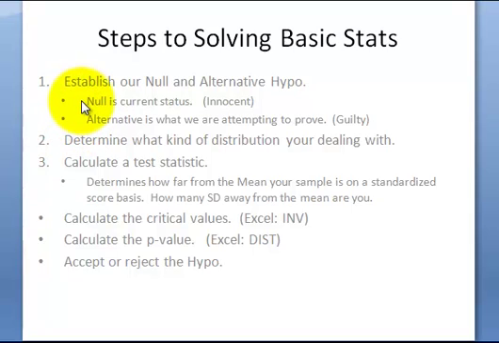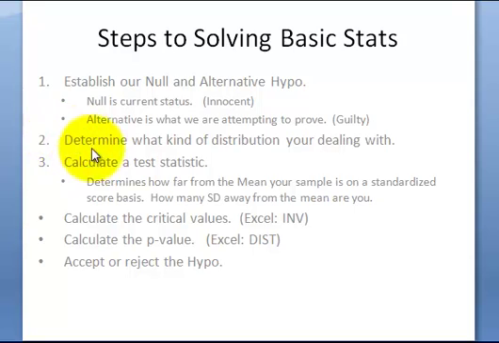The null hypothesis is kind of you're assumed innocent. The status quo is assumed. You've got to prove something different than the status quo. Second thing is we'll have to determine what kind of distribution we're dealing with. In this chapter, we're dealing primarily with t-distributions, normal distributions, and proportions, and I'll show you how to do each one of those.